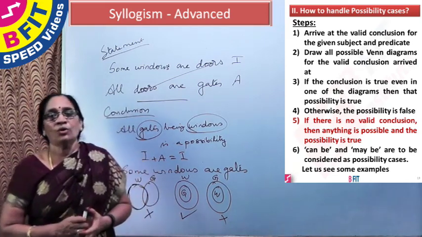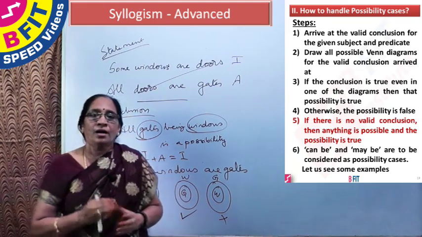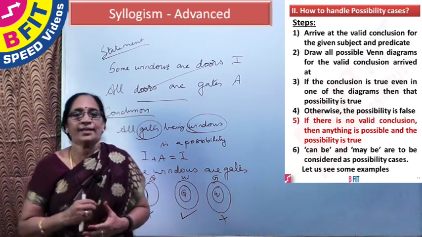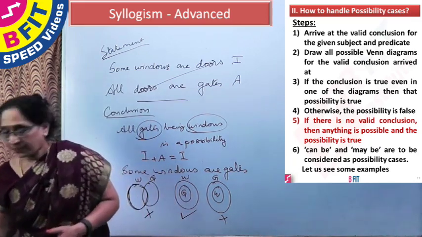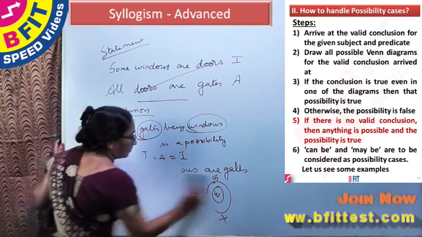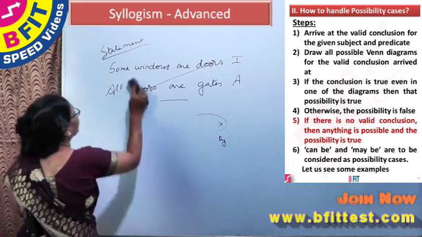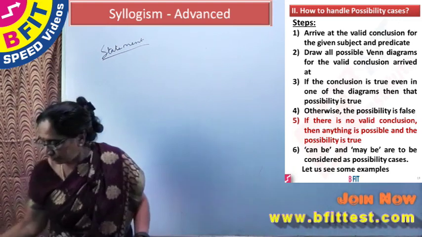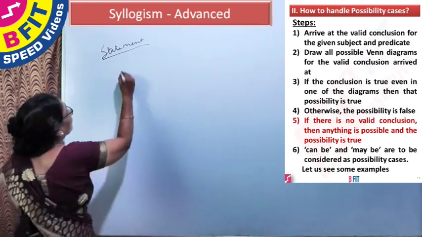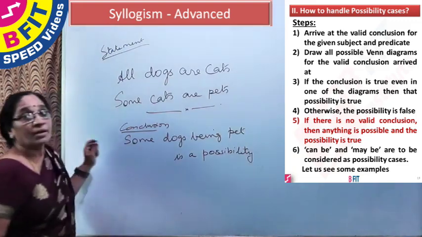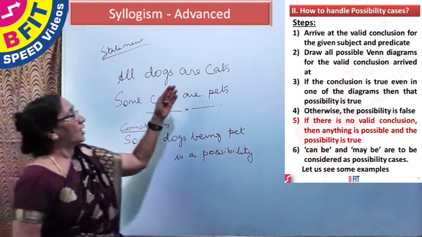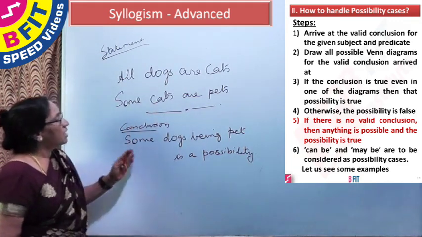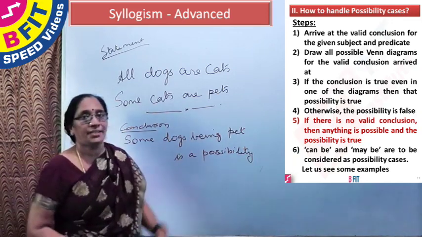Now, we'll have to go to a very important juncture wherein when there is no valid conclusion, what are we going to do? Let us explain that with an example. Let us consider this example: all dogs are cats and some cats are pets. The conclusion given is some dogs being pets is a possibility.